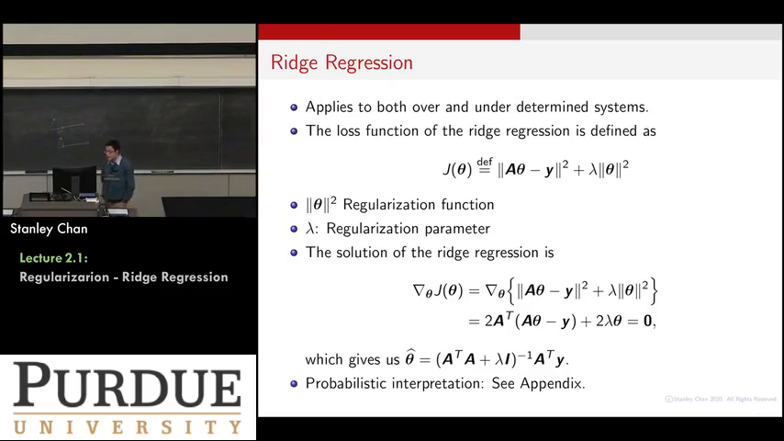So we can ask, what is the role of this lambda I? Can you give me some interpretation of this lambda I? There are multiple ways of looking at this problem, and I'm going to give you one perspective. There is another perspective, which is the probabilistic perspective, which you can find in the appendix of this lecture slide.